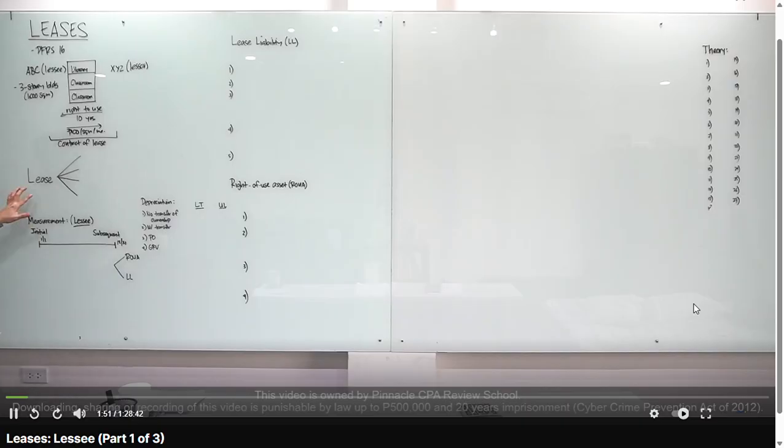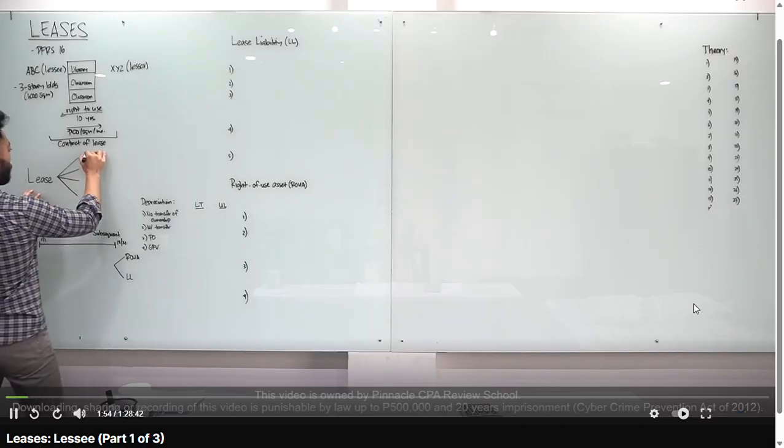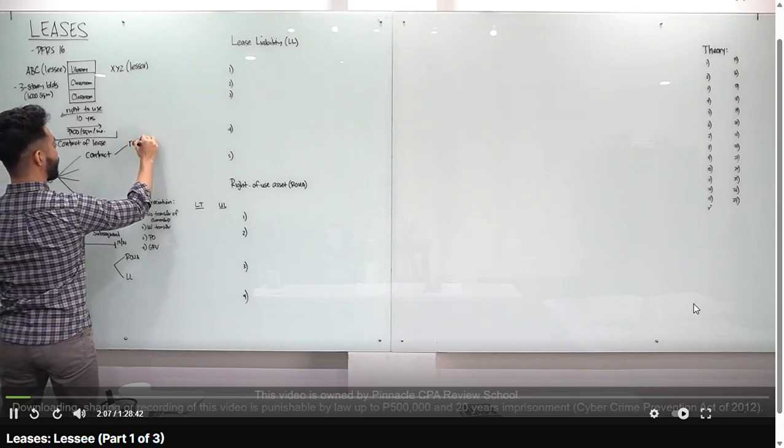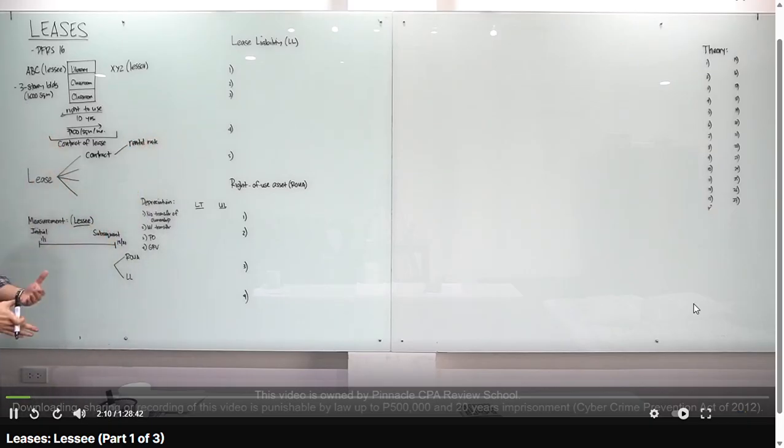Now, PFRS 16 defines the lease. It says a lease is a contract, again, a contract between the lessee and the lessor. We call it a contract of lease or lease contract. Okay? You will find many items in a lease contract, but the common ones you will see, class, include the rental rate. In our illustration, the 100 pesos per square meter per month is the rent. Okay, the lessee will pay this to the lessor per month.